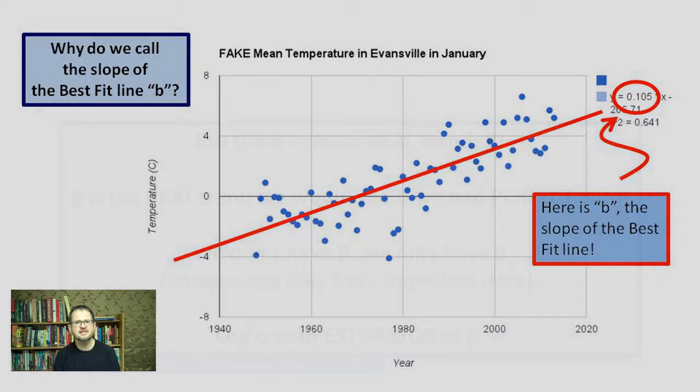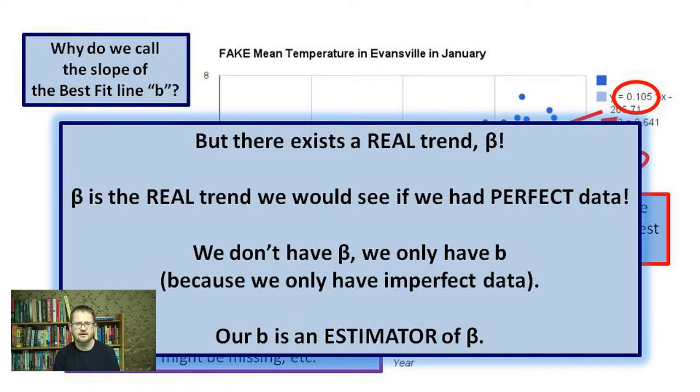But presumably there is some real trend in the data. If we had perfect information about the nature of the temperatures at the station with respect to time, we would find that there is some real trend. Let's call that beta. Beta is the real trend if we had perfect information. Our b, the slope of the best fit line, is not beta. Our b is an estimator of beta. It is a good estimator of beta. In fact, it can be proven that it is the best estimator of beta, but it is not exactly the same thing as beta.